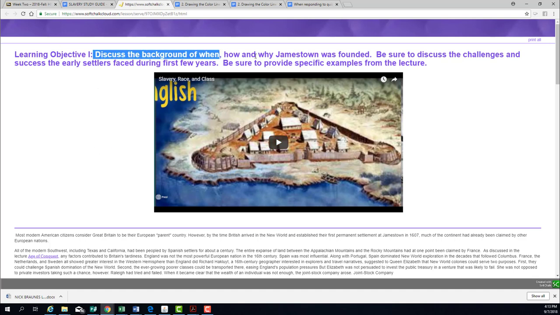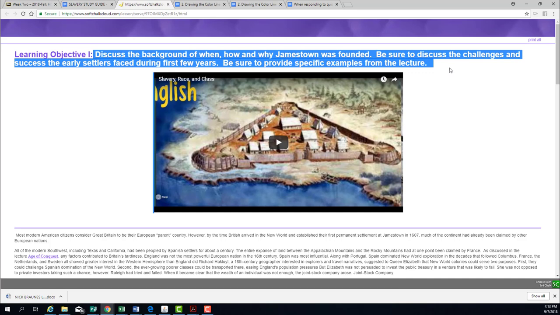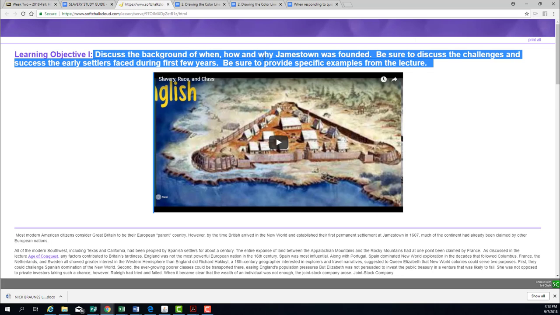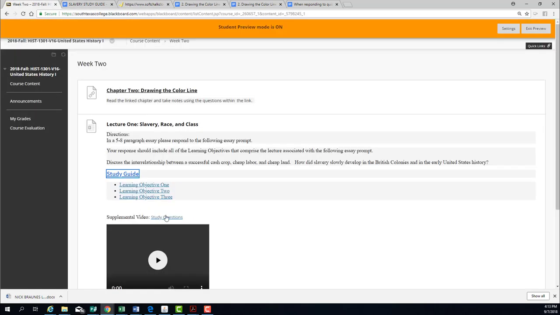And again, what you're doing in these learning objectives, if you're specifically responding to the learning objective prompt, use the provided study guide questions. They will help you respond specifically to this prompt. And once you have a response to all three of these learning objectives, then you have a response to the lecture essay that will be asked of you during the exam.